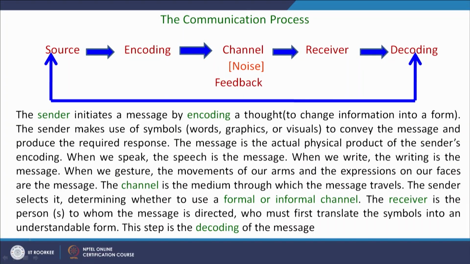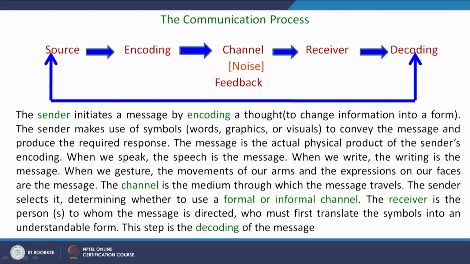So, when that message which carries the real expression and meaning is transformed in a kind, it is transmitted through a proper channel, either going through the organization from one authority to another, or informally, and how that message is received by the person will create another impression. The sender initiates a message by encoding a thought, that is, changing the information into a form. The sender makes use of symbols, that is words, text, graphics or visuals, to convey the message and produce the required response.